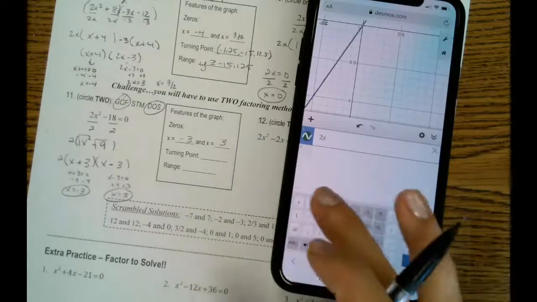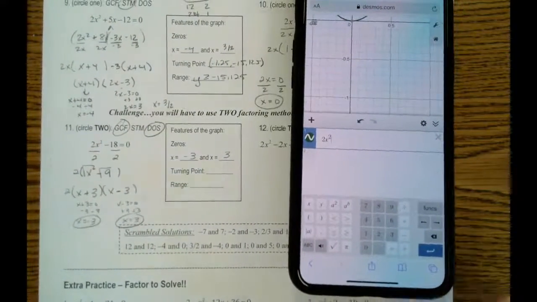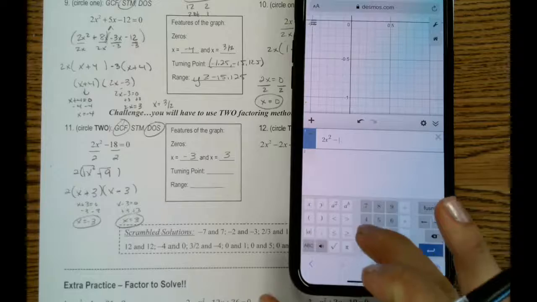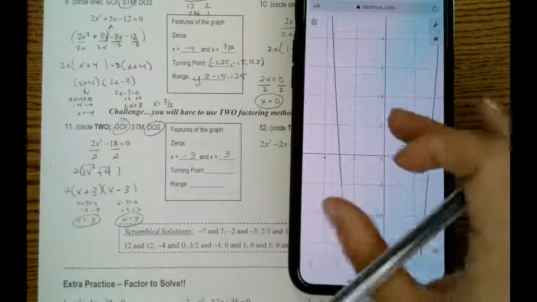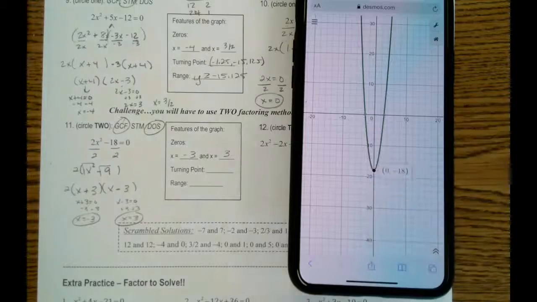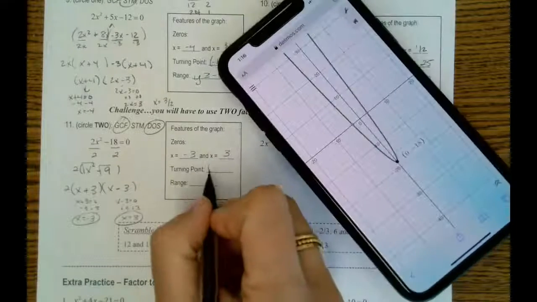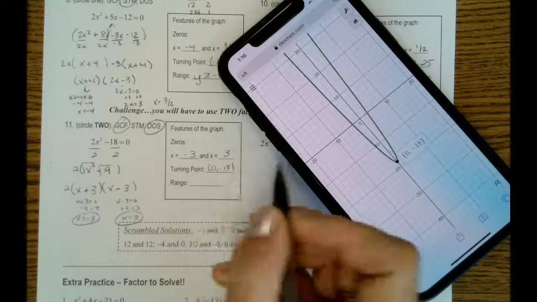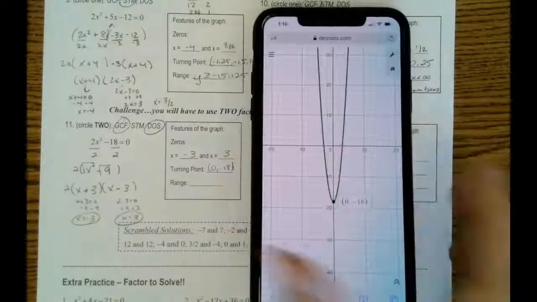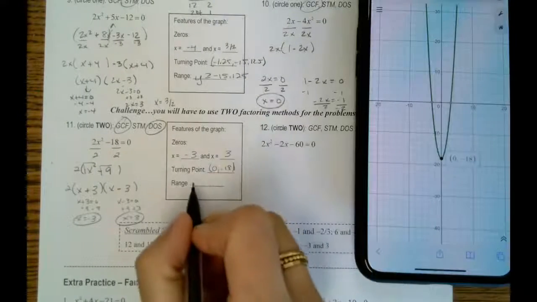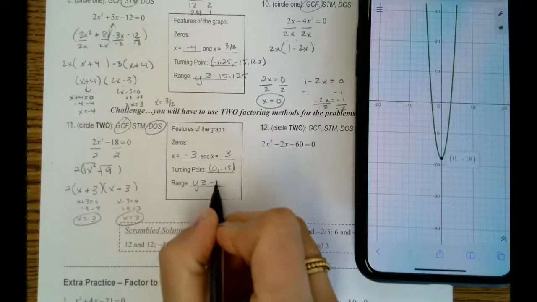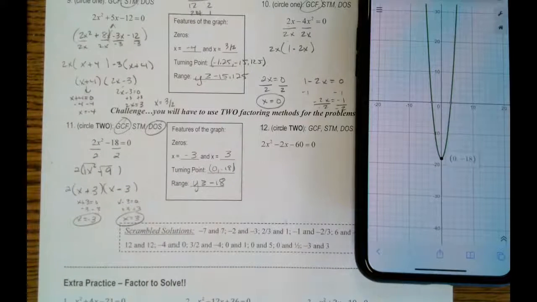Okay, put this in. So our turning point is down here at negative 18. So our range will be from negative 18 and greater. So y is greater than or equal to negative 18.